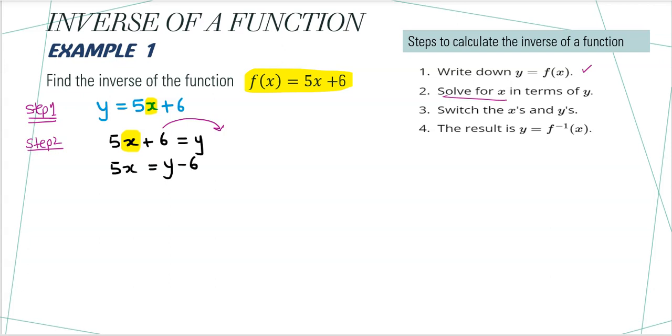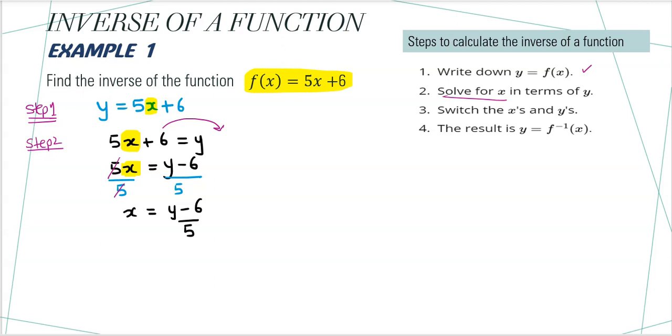If it was minus, it will become plus. Now, still, we need the value of x only. We don't need this number 5. So to cancel that, we divide both sides by 5. So what happened here is this 5 gets cancelled and we are left on this side with the value of x, which is y minus 6 over 5. So this is nothing but the value of x.